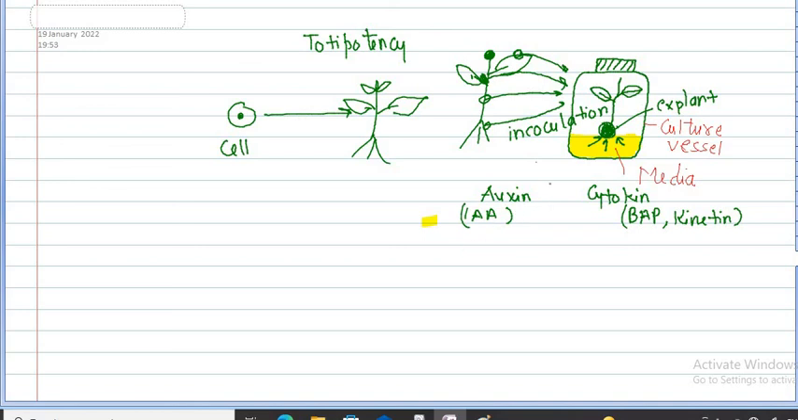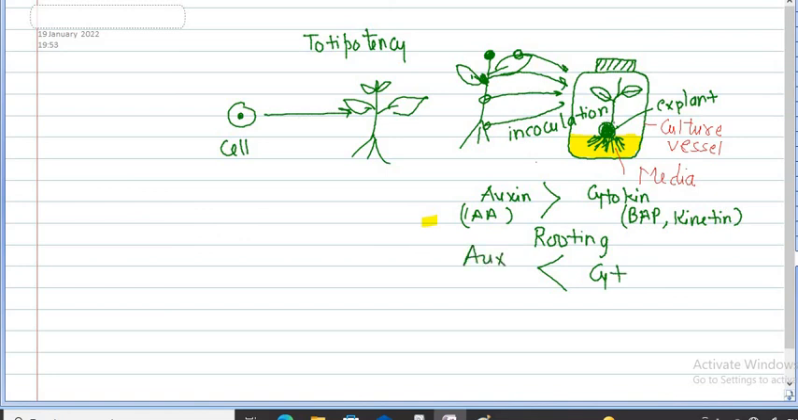When the ratio of auxin is high, the result will be rooting in the plant. And when the ratio of cytokinin is high, then auxin, you will get shooting in your explant. So this was the introductory lecture of plant tissue culture, and with the further slides of different beautiful diagrams, we will learn about different types of cultures in your syllabus.